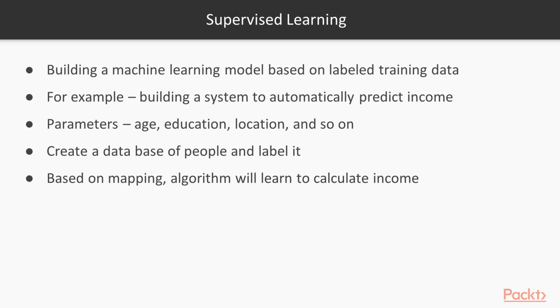Supervised learning refers to the process of building a machine learning model that is based on labeled training data. For example, let's say that we want to build a system to automatically predict the income of a person based on various parameters such as age, education, location, and so on. To do this, we need to create a database of people with all the necessary details and label it. By doing this, we are telling our algorithm what parameters correspond to what income. Based on this mapping, the algorithm will learn how to calculate the income of a person using the parameters provided to it.